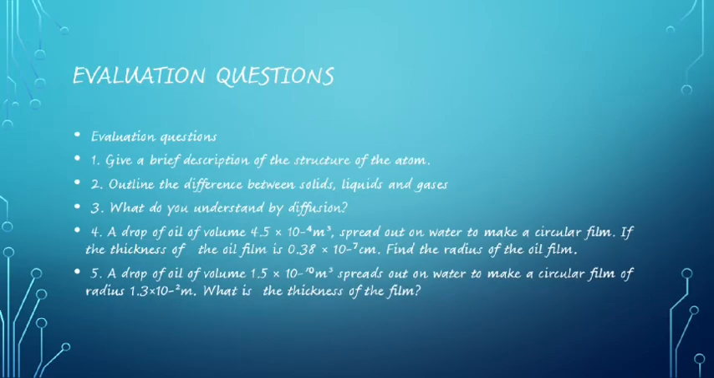Now, at the end of this first period, you should be able to solve these questions. Give a brief description of atoms. Atoms are the smallest particle, which comprises protons, neutrons, and electrons. Protons are positively charged, neutrons are neutrally charged, and electrons are negatively charged.